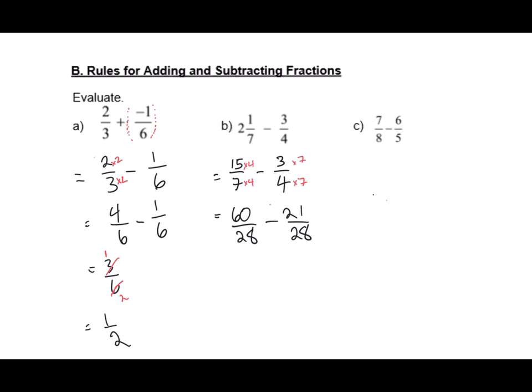Now we take away our numerators. 60 minus 21 is 39 over 28. And as usual, we'll try to make sure that our boxes are selected. Now do the last problem, and I'll show you what my final solution is. Pause here.